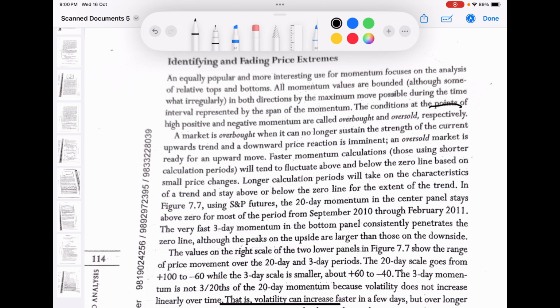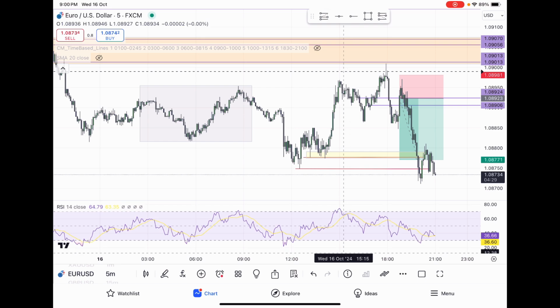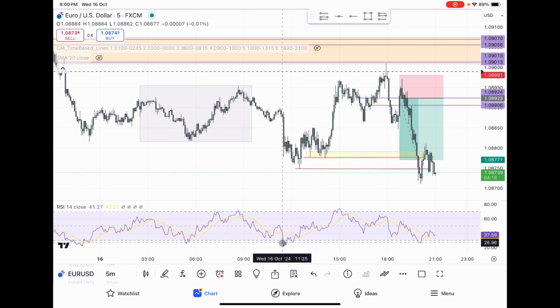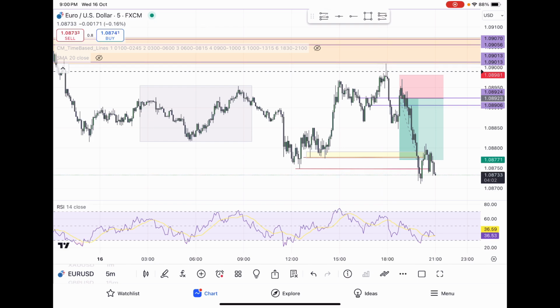The conditions at the points of high positive and negative momentum are called overbought and oversold respectively. So when a market is overbought, it means that it has been bought extensively and now it cannot be bought anymore. Oversold means that it has been sold way too much and it cannot be sold anymore. So that's what we have discussed here. Here, when the price was above this and it crossed down, that means that the price has been overbought and it needs to sell, which is why the selling occurred. Here you can see that the price crossed this, which means that it has been oversold. So from here you can buy and the price would go up. That is how you basically trade, and that is how you basically use a momentum indicator.